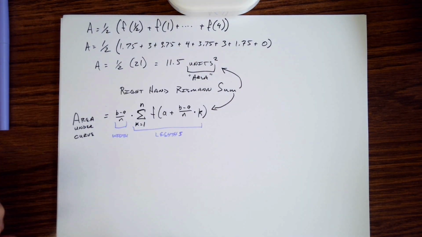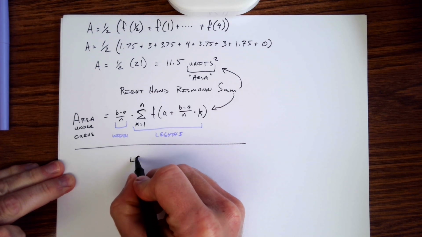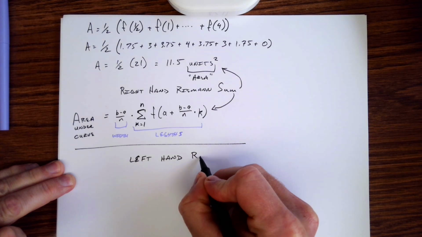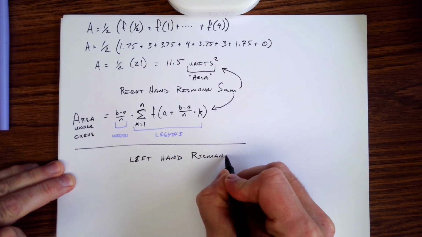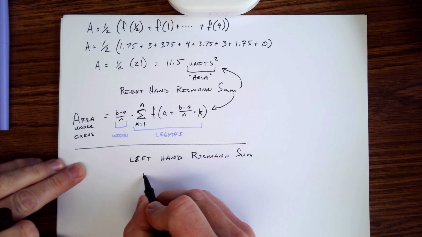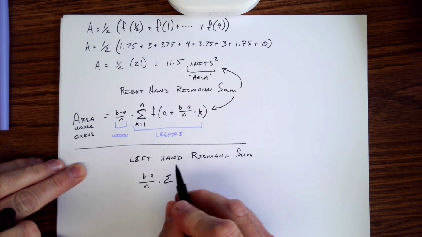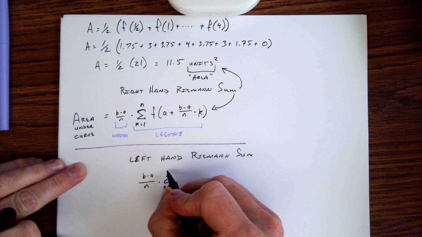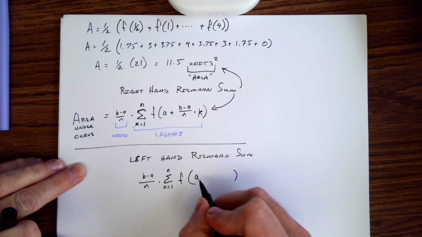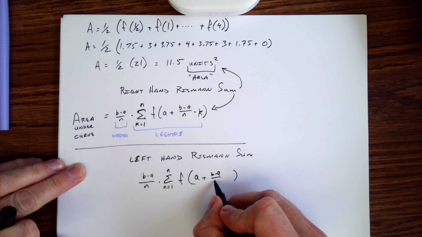And this particular one is the right-hand Riemann sum. Now, some of you are saying, if there's a right-hand Riemann sum, does that mean there's a left-hand? Yes, there is. The left-hand Riemann sum is the exact same thing. b minus a over n, there's our width. We're still doing the summation from k equal 1 to n. We're still doing the function. We're still starting at a. We're still stepping over by the widths.